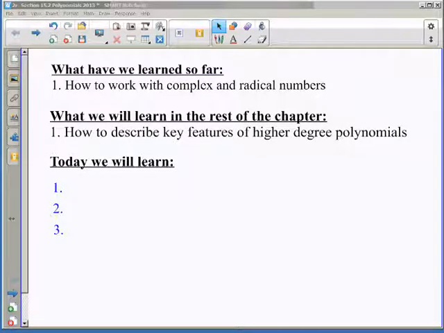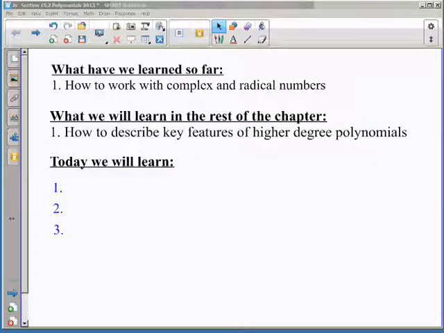Hello and welcome to our second lesson on polynomials. What we've learned so far is how to work with complex and radical numbers. It's a review from earlier. Today, and actually the rest of the chapter, we're going to learn about a family of functions called polynomials.